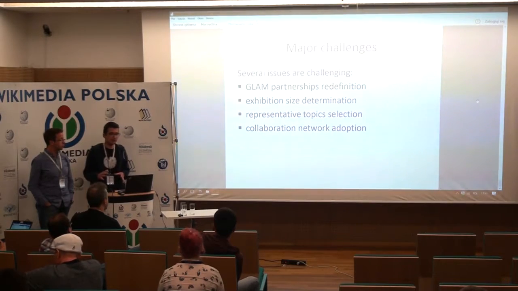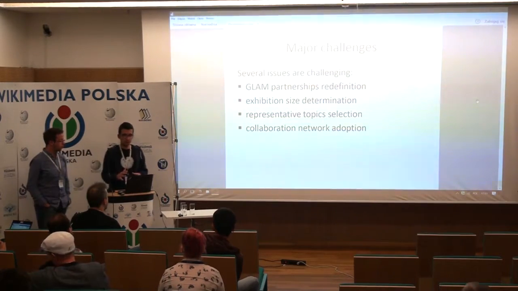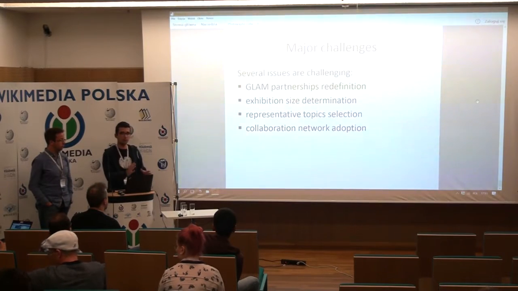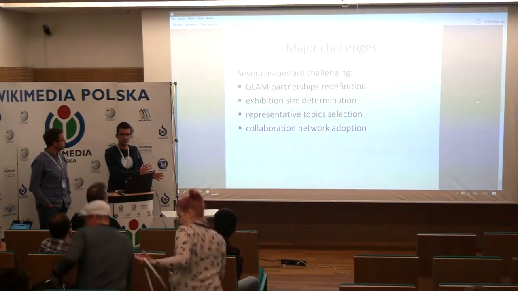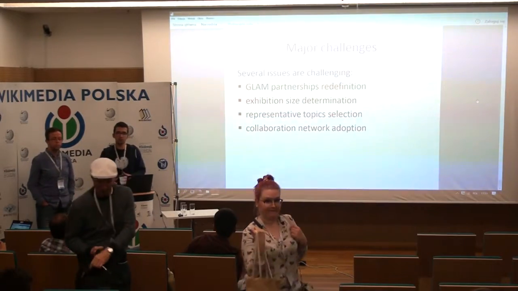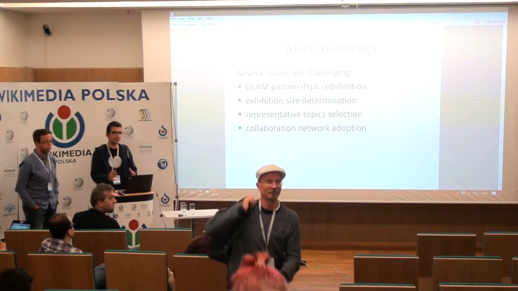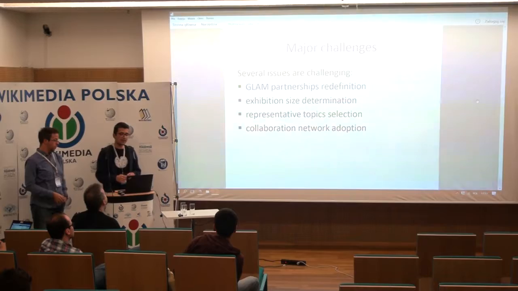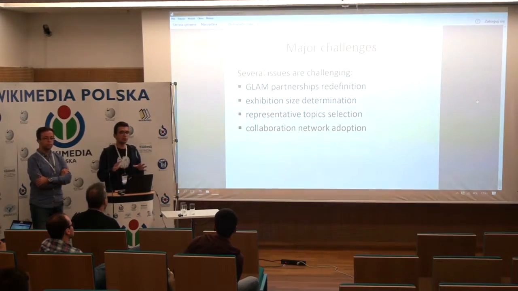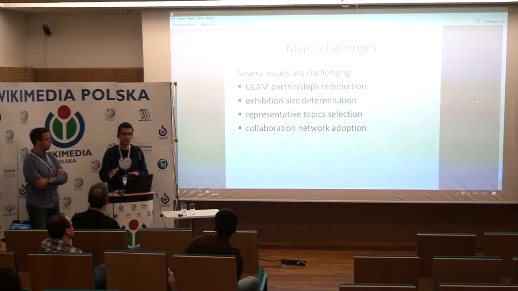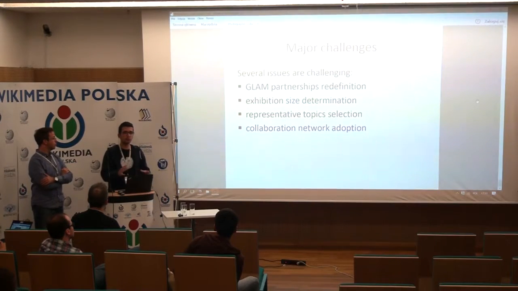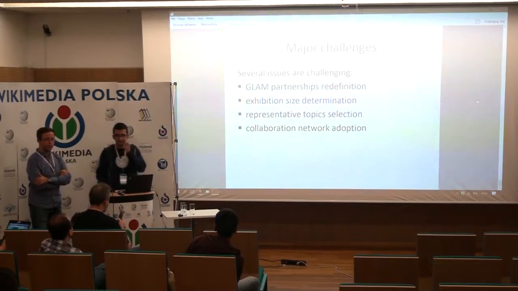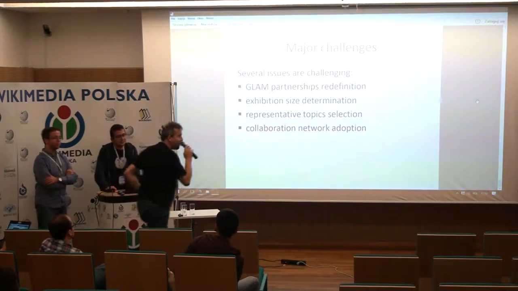The next one is the selection of topics. It's not just to have one topic, like for example natural heritage depicted in the images, but also think about the cultural heritage, to think about other things which are representative for the community which needs to be promoted. And the last one is the right adoption of the collaboration network. This is important because this allows you to reach out to other communities and to start up other photographic collaborations.